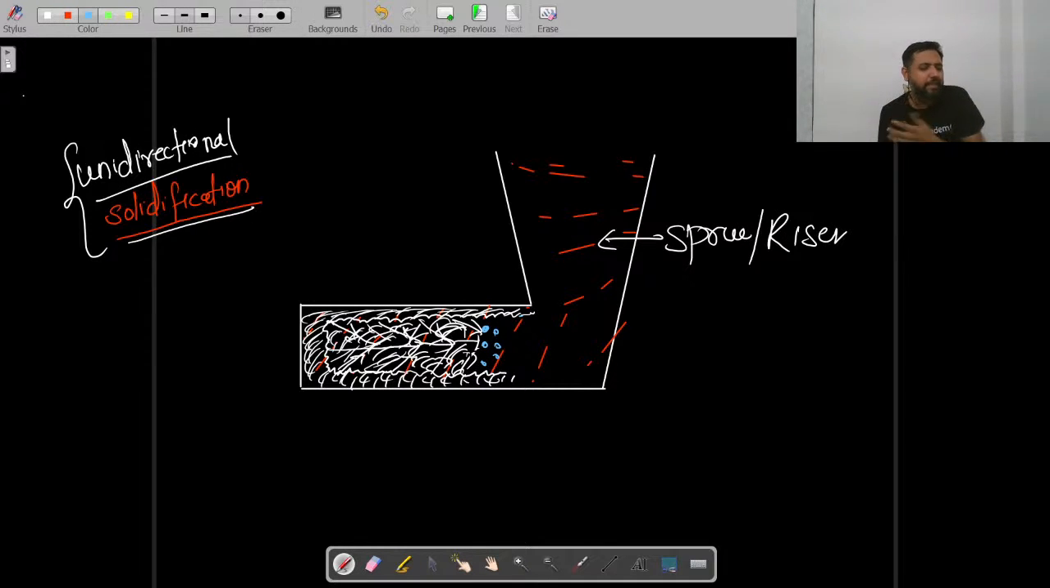Now there may be remaining impurities. Now if the solidification happens unidirectionally, the way I have shown you here, where it starts from the surface and all the solidification fronts move in one direction, either towards the sprue or towards the riser, you are saying that the solidification is unidirectional. How will you say that this is helping you in purifying the metal?